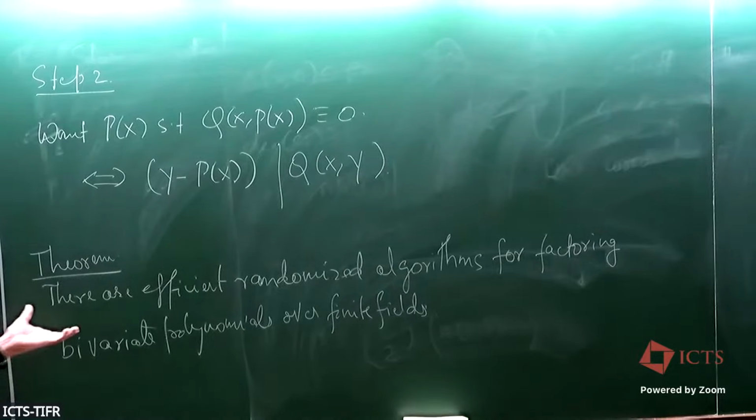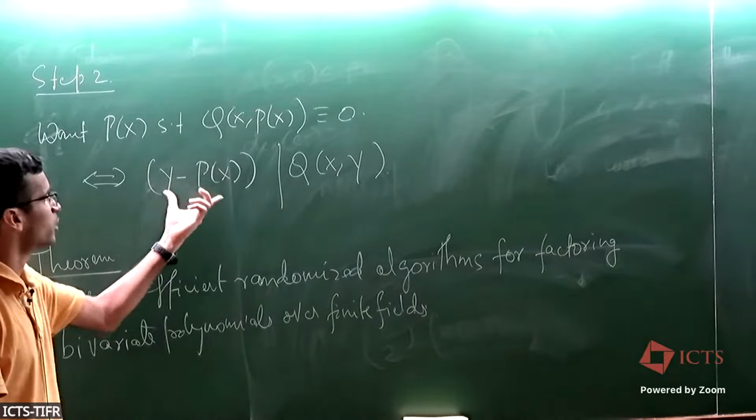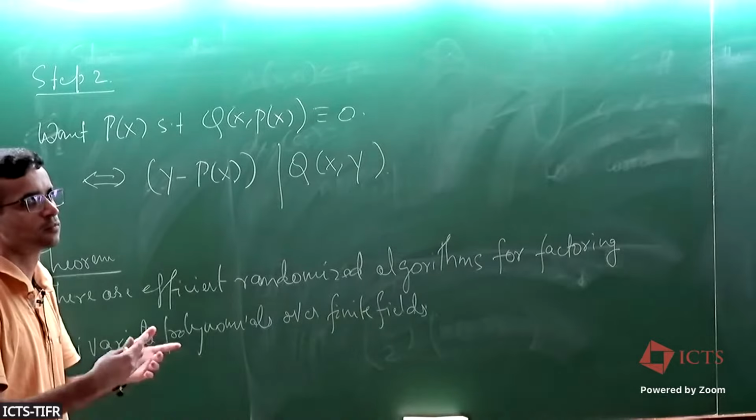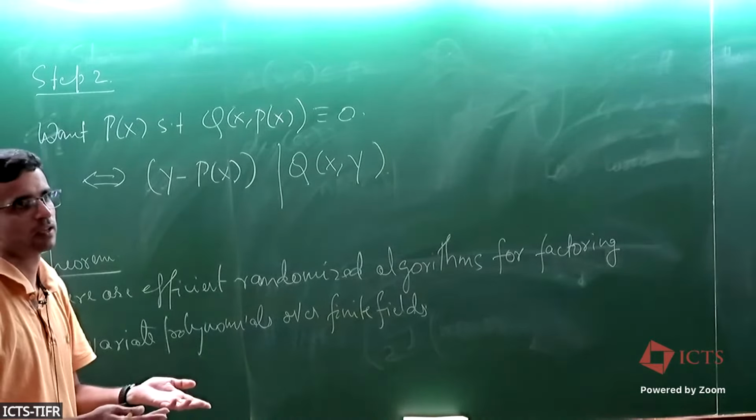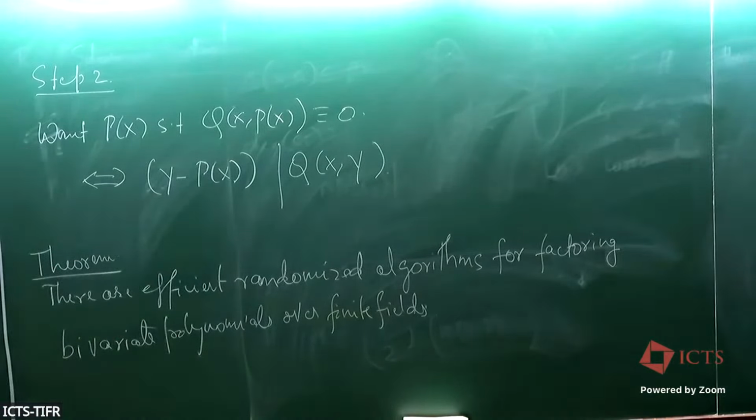Okay, so how do we do step 2? Well, we take one of these algorithms off the shelf, apply it with input Q of x,y, figure out all the irreducible factors of Q of x,y, pick out the factors that look like y minus P of x for a polynomial P of degree at most k, and output all such P's. Are we good? I'm not going to talk about this algorithm at all. We are going to use this as a black box.